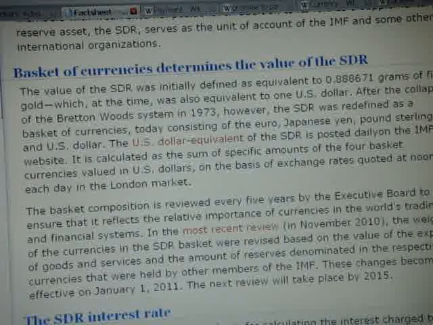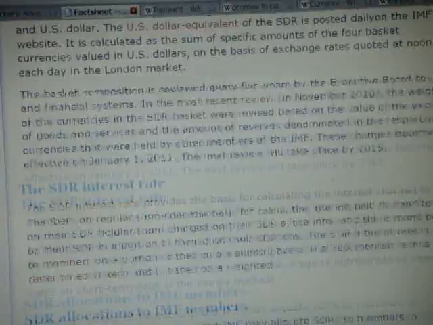The basket composition is reviewed every 5 years by the Executive Board to ensure that it reflects the relative importance of currencies in the world's trading and financial systems. In the most recent review, in November 2010, the weights of the currencies in the SDR basket were revised based on the value of the exports of goods and services and the amount of reserves denominated in the respective currencies that were held by other members of the IMF. These changes become effective on January the 1st, 2011. The next review will take place in 2015.